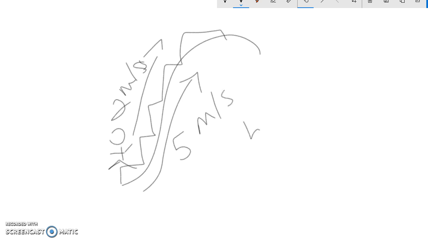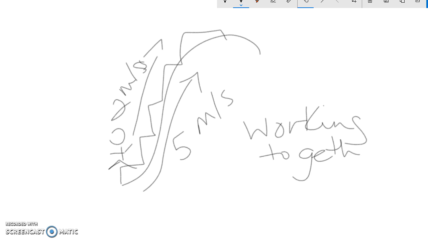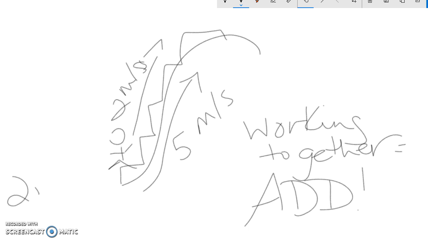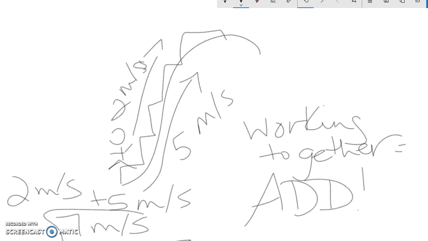Okay, so if you're working together, you're going to add. Okay, all right, so you would take 2 meters per second plus 5 meters per second, and that's going to give you 7 meters per second for your resultant velocity.